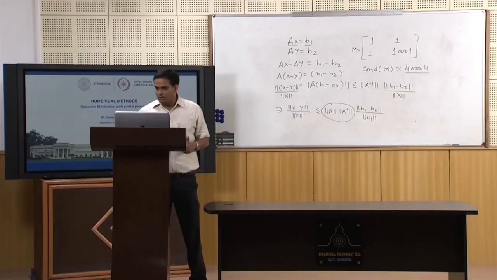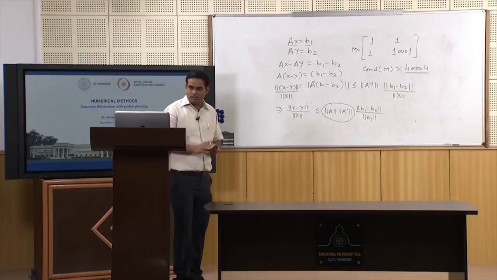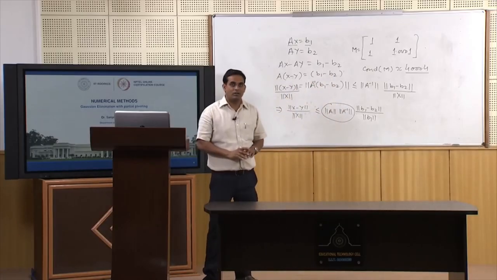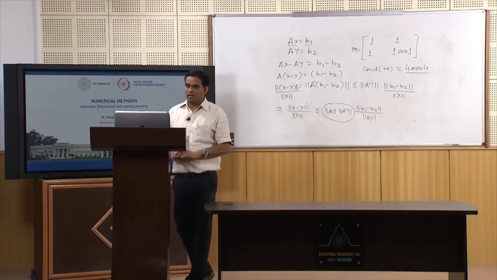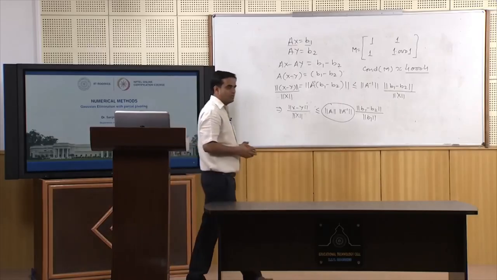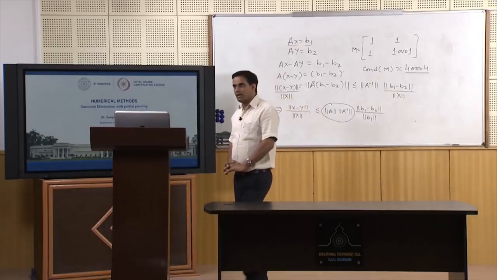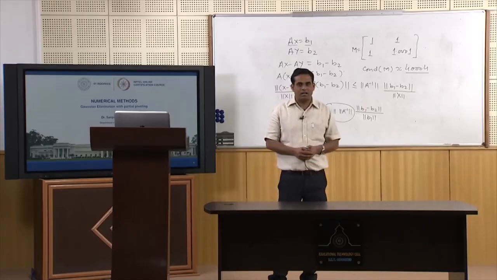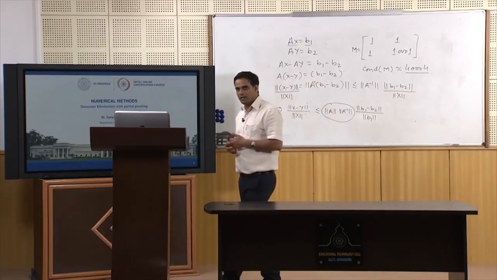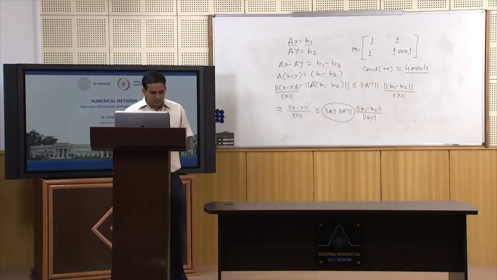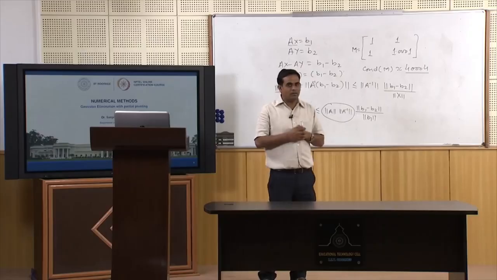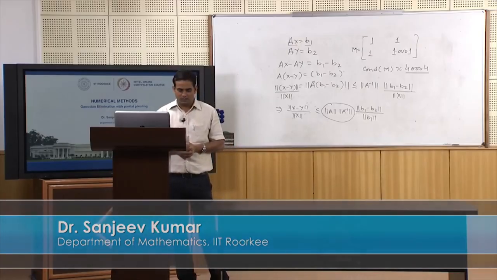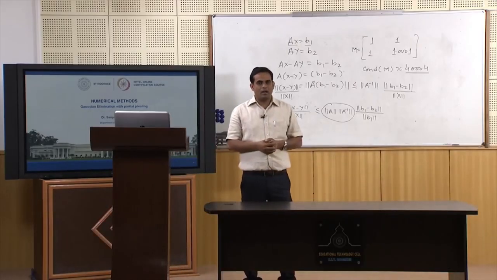So, I will stop this lecture here. In the summary of this lecture, first I introduced Gaussian elimination with partial pivoting, and in the second part of the lecture I introduced the ill-conditioned system and the idea of condition number to measure whether a system is ill conditioned or not. And in the next lecture, I will continue with the direct methods for solving linear systems, and there I will introduce a technique called LU decomposition.